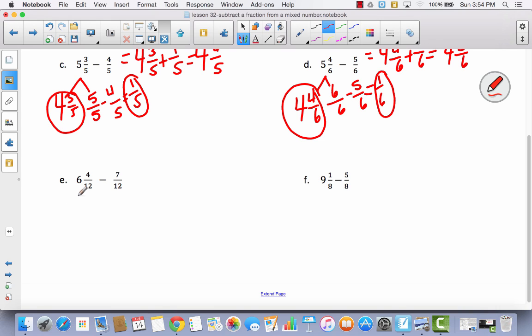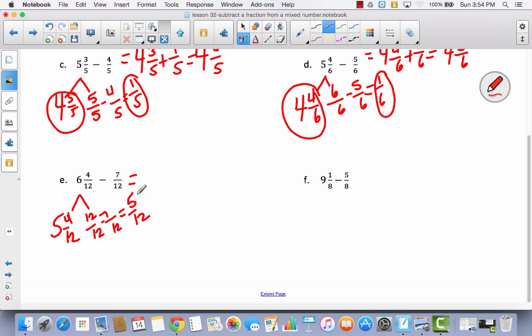All right, so I'm going to do 5 4/12 and 12/12. So here's how I'm decomposing this. Now I'm going to subtract 7/12 from 12/12, and that leaves 5/12. So I did take away 7/12. Okay, I took it away from 12/12.